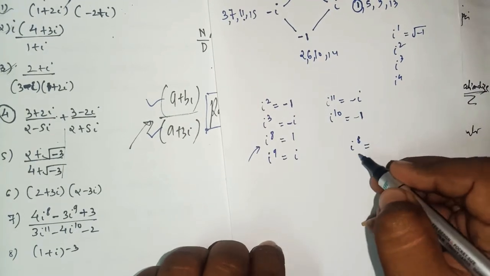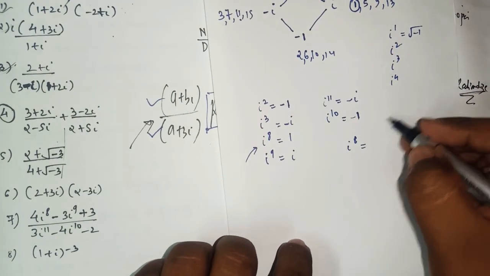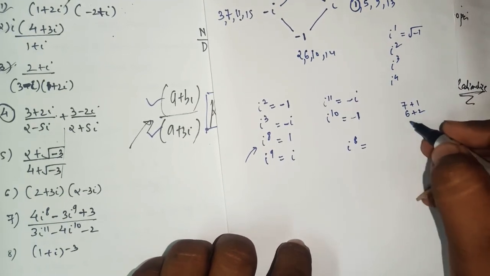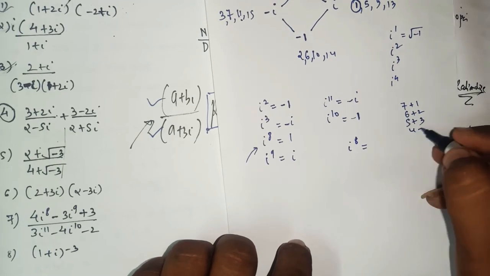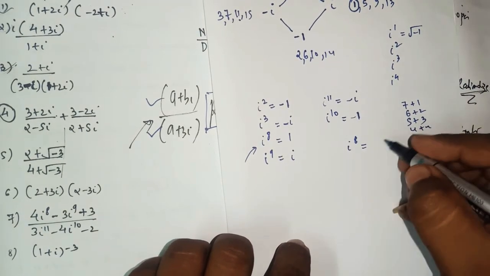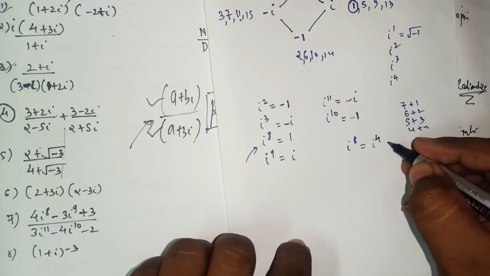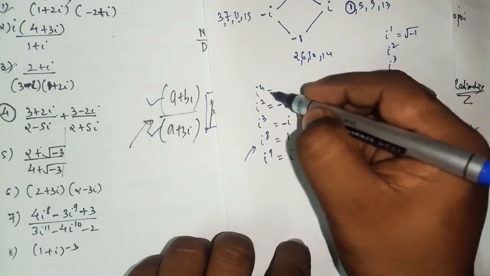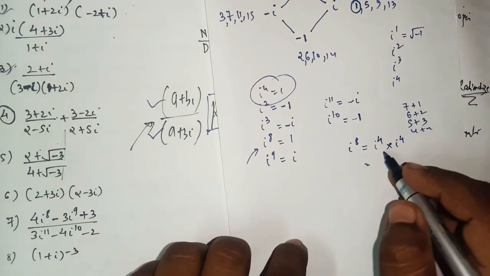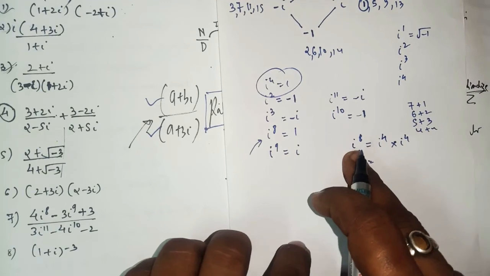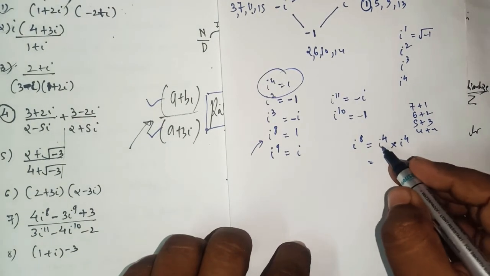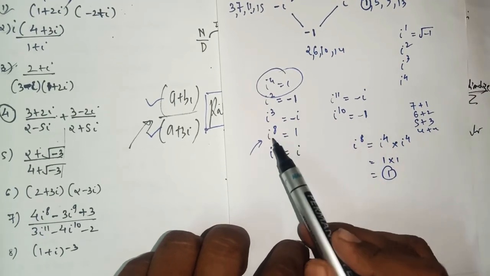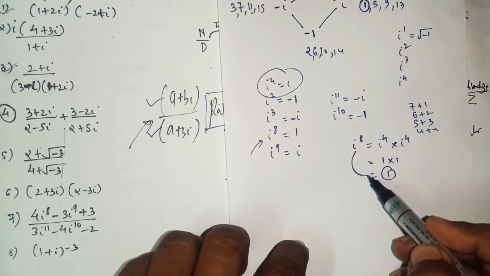i raised to 8. Can I break this 8 as 7 plus 1, 6 plus 2, 5 plus 3, 4 plus 4? It is up to you. I will break this number 8 as i raised to 4 into i raised to 4, because we know the value of i raised to 4 is 1. So it will be very easy for us if we break i raised to 8 with respect to 4. So 1 into 1 is what? 1. Yes, here also we got 1, and by solving also we got 1.